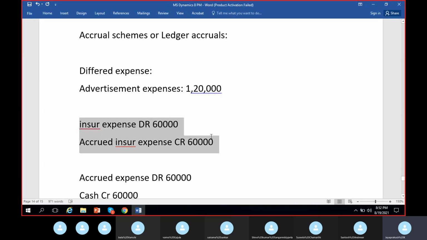So since I'm entering this entry, 60,000 and 60,000, but I will recognize it as an expense only when the obligation behind it is met. So every month I want to recognize it.